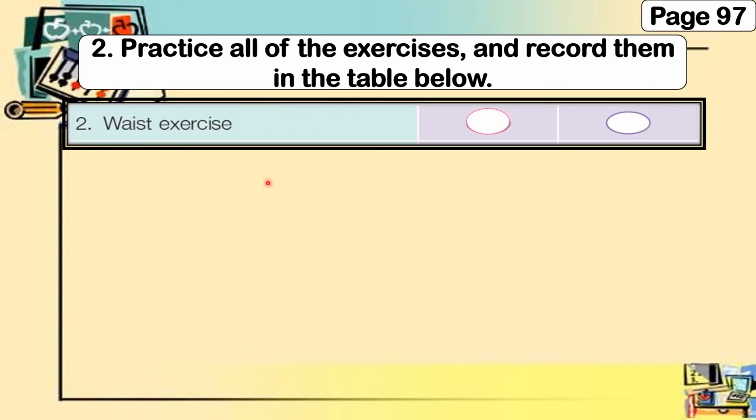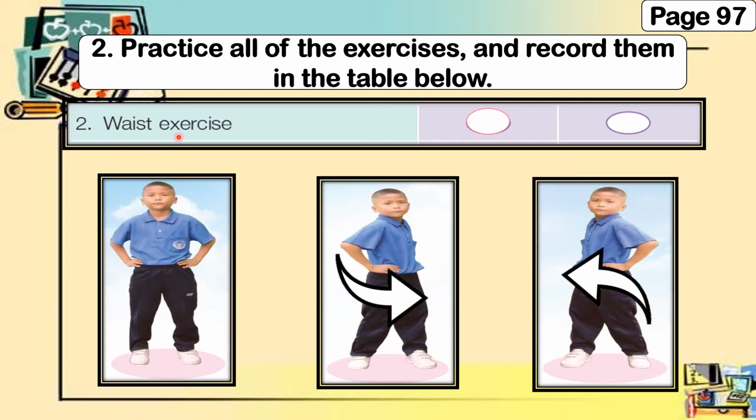Now let's move to number 2. And number 2 is waist exercise. So can you do waist exercise or cannot do? So you put 1 check on the oval. Can you do it or you cannot do it?